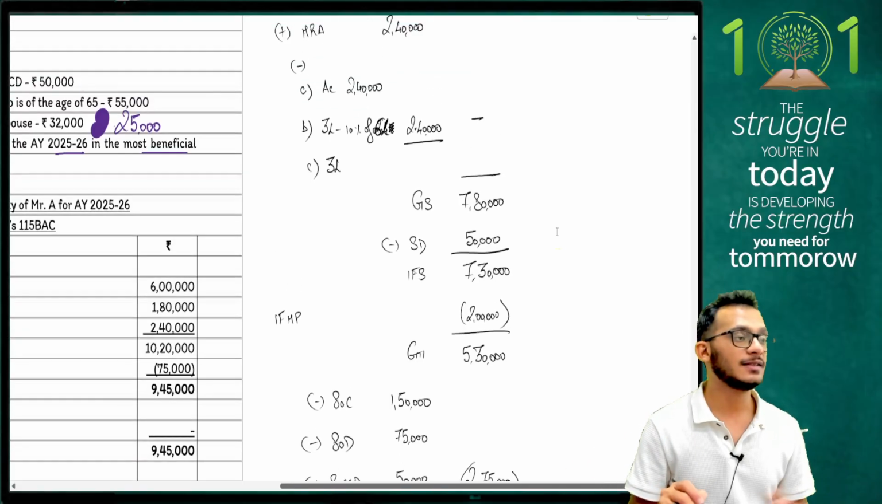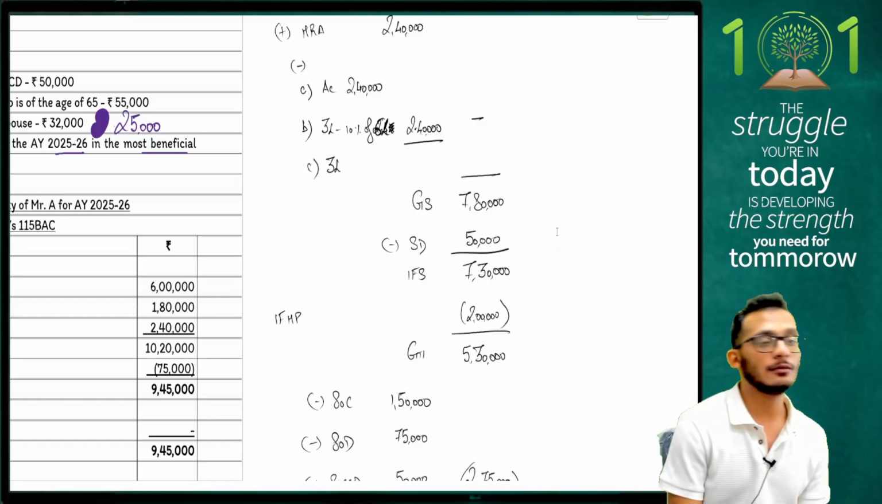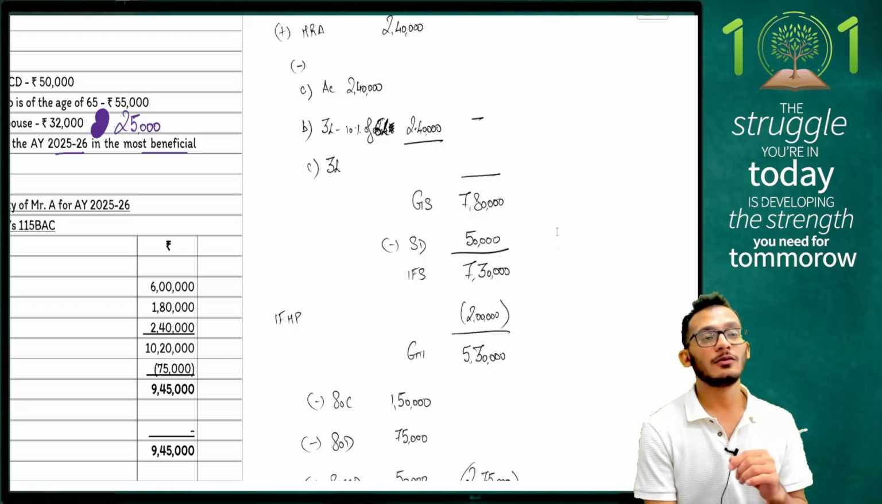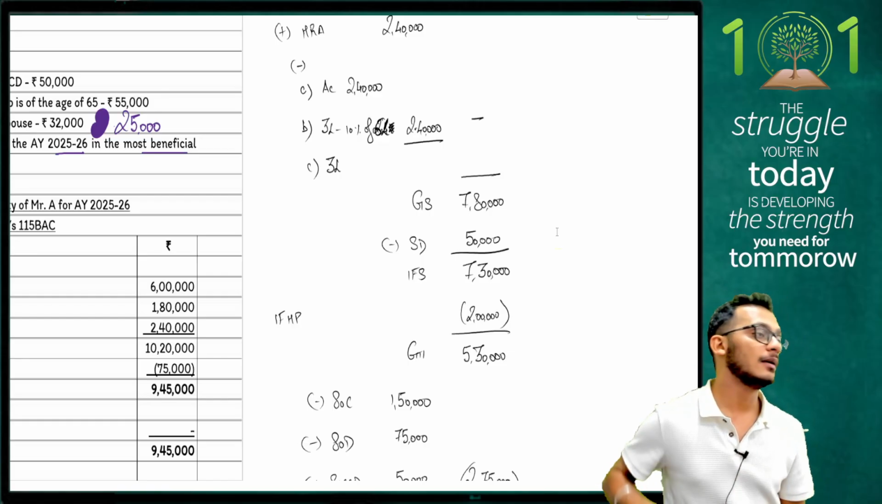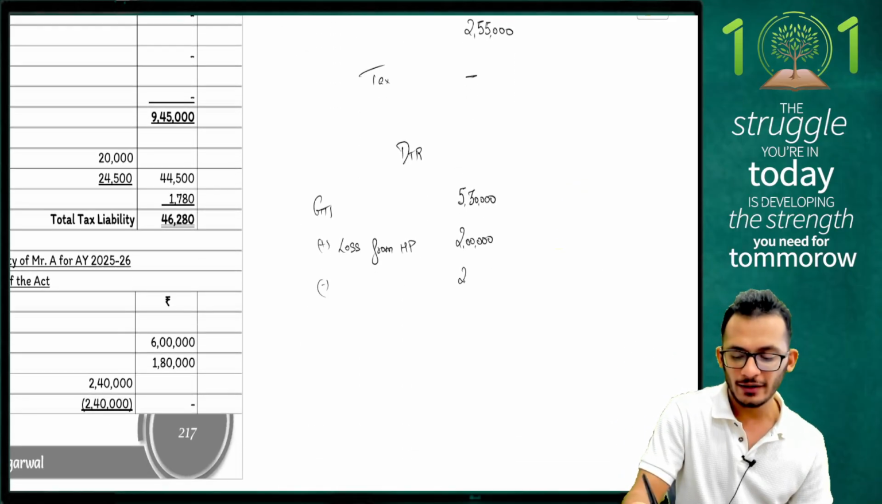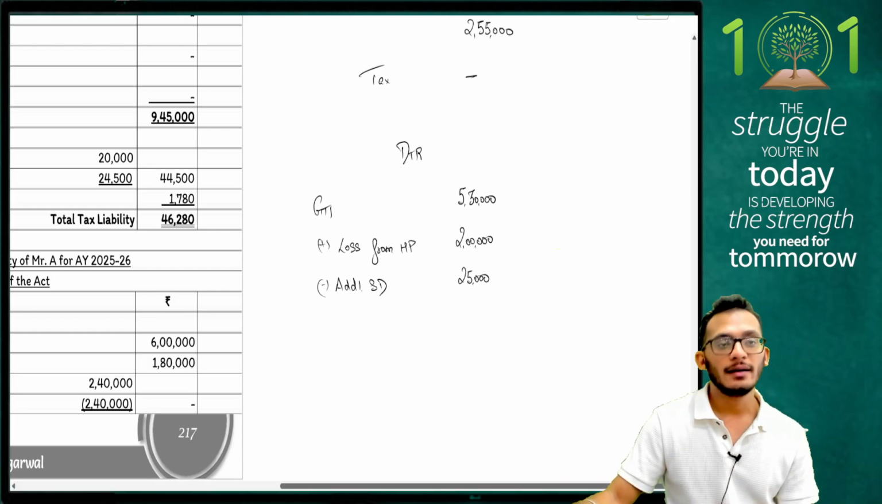I have income from salary of 7,30,000. On the top, I see standard deduction of 50,000. Can I claim 50,000? I can claim 75. Now look at this, people. I have already claimed 50. I am supposed to claim 75, which means I need to further claim 25. So what will I do? I will say 25,000 as additional deduction. Correct? Yes.